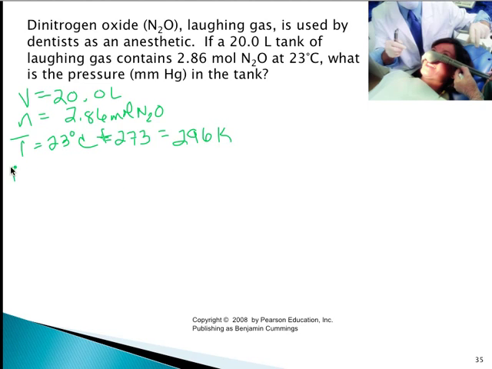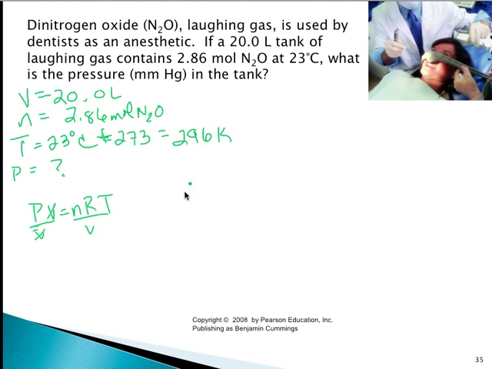And it's asking me what the pressure is. Okay, well, I've got a volume, I've got a number of moles, I've got a temperature, and it's asking me for pressure. Well, seems to me I have most of the variables needed to use PV = nRT. I'm looking for P, so I want to isolate that in the equation. So I divide both sides by the volume.